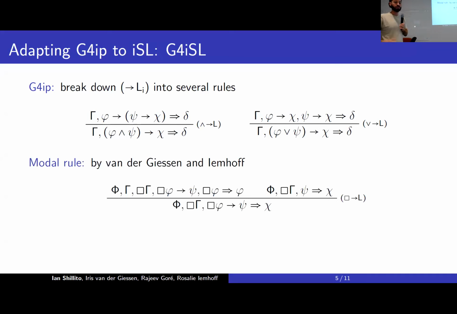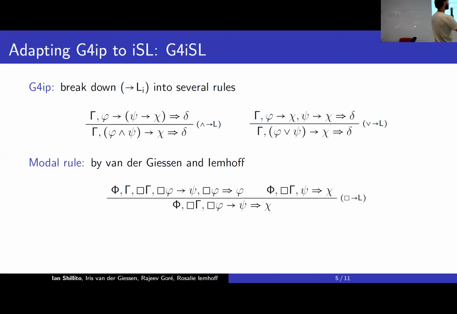Now, this is what my co-authors Iris and Rosalie did in 2020, I believe. And so they generate a modal rule, because now we're in that setting where we're looking at the principal connective of the antecedent of the implication. We need to do the same with the box. We need to generate a rule for the box on the left. And so this is what we're doing. This is the rule that we generate.